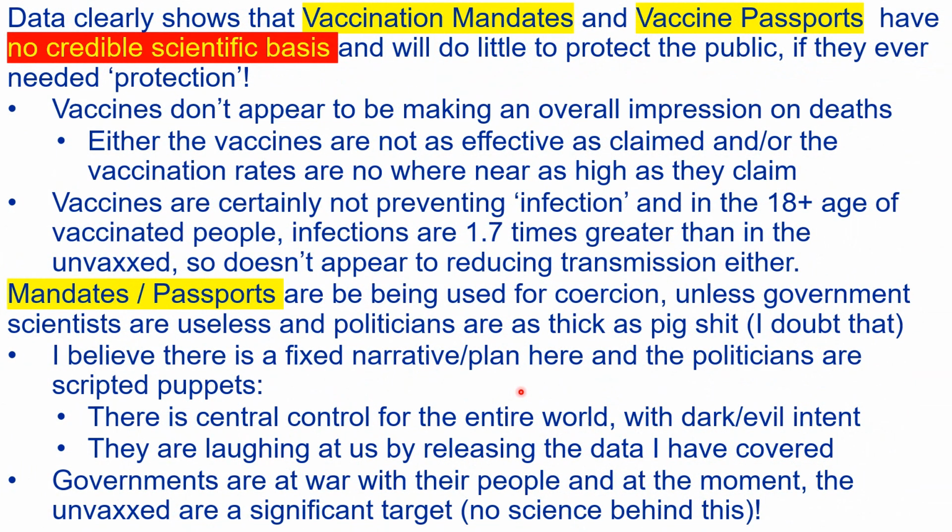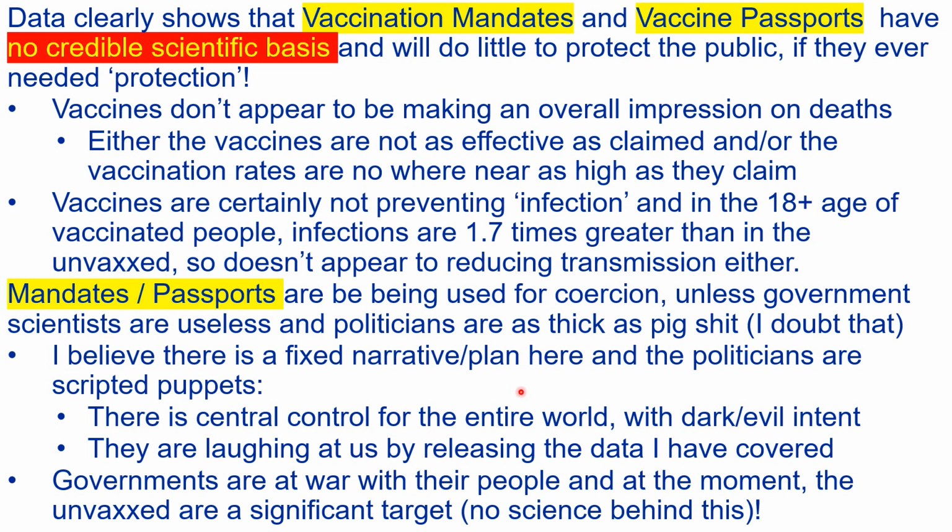So, this is my interpretation of this data, and it is credible government data. The data clearly shows that vaccine mandates and vaccine passports have no credible scientific basis and will do little to protect the public, if they ever needed protection. They don't. Vaccines don't appear to be making any overall impression on deaths. So that means either the vaccines are not as effective as claimed, and or the vaccination rates are nowhere near as high as they claim.